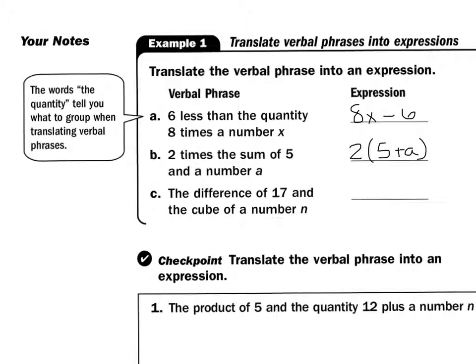And C, the difference of 17 and the cube of a number n. Okay, here we're doing difference of. Like on the previous slide, we had an example of the difference of numbers. When you see the difference of, that 17 is going to go first. So it's going to be 17 minus the cube of a number. That would be n cubed. 17 minus n cubed.